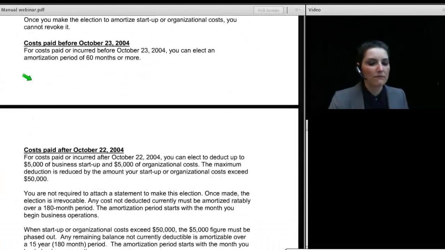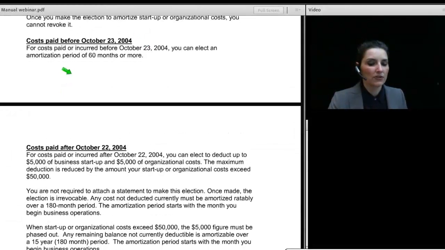Now, many of you will remember the olden days before 2004, when startup costs were amortized over 5 years instead of 15 years. Again, that magic date in 2004. Any startup costs incurred after October 22 have to be over 15 years, but anything done before 2003 is amortizable over 60 months.